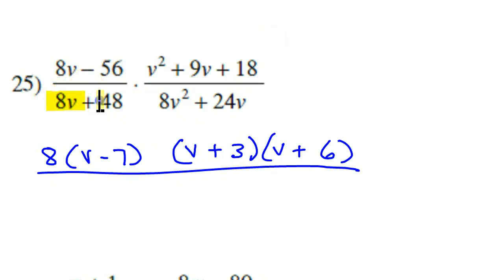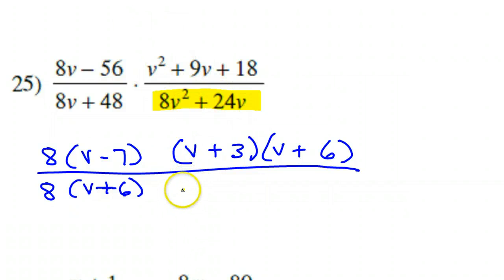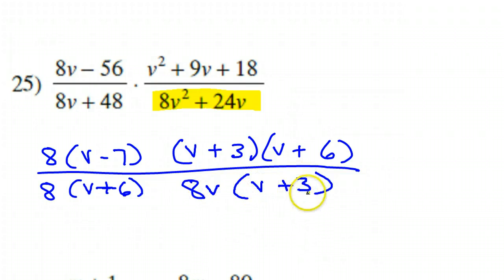Alright, now I'm looking right here. 8 times 6 is 48. Okay, so there's a GCF here, so that's 8 times 6. Sorry, it's plus. Alright, is 48. And then now I am looking right here. See how there's a V common to both? So I'm going to pull out that 8V. Okay, and that's going to leave behind V plus 3, because 8 times 3 makes 24.